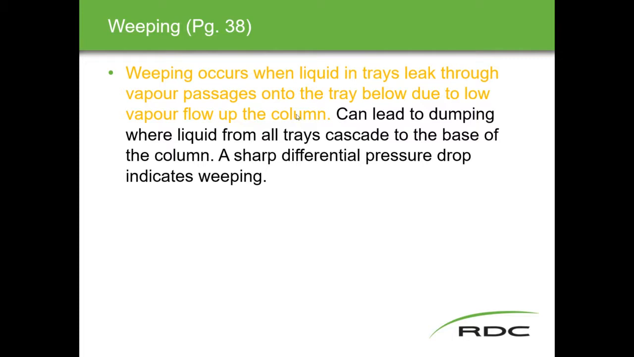The problem associated with this is it can lead to something called dumping, where liquid from all the trays cascades to the base of the column. Very similar to puking in its response, but this involves all trays, not just a tray. Okay, a sharp differential pressure drop across the tower indicates weeping.